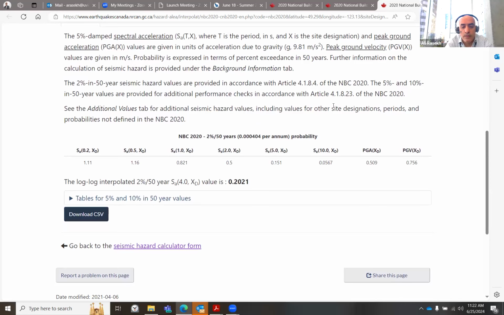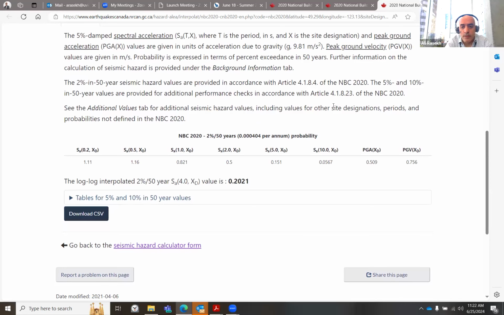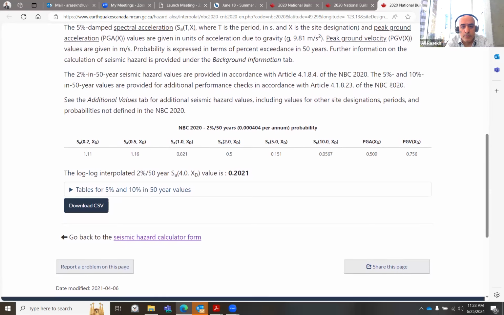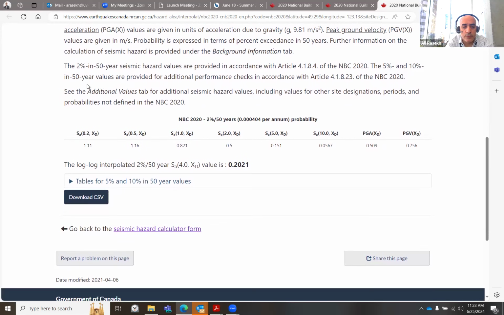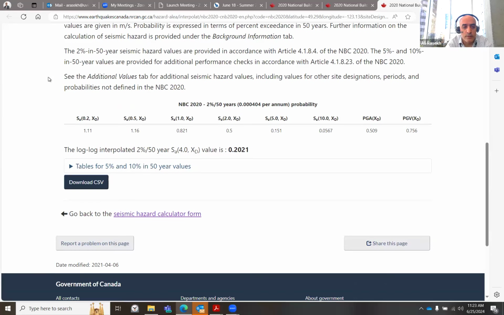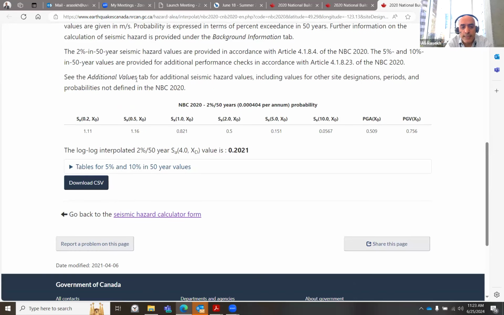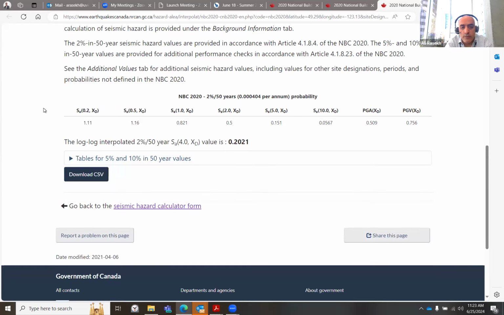However, they also provide 5% in 50 years, which is about a 1,000 year return period, or 975, and 10% in 50 years, which is about a 500 year return period, or 475. These are provided for additional information in accordance with this article of the National Building Code of Canada. See the additional values tab for additional seismic hazard values for other designation periods and probabilities.